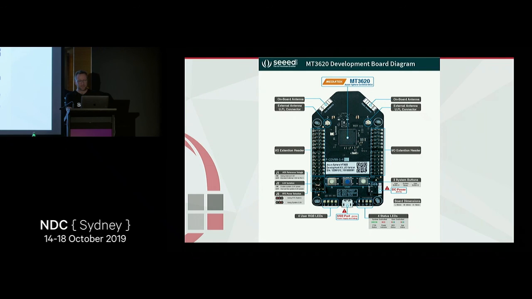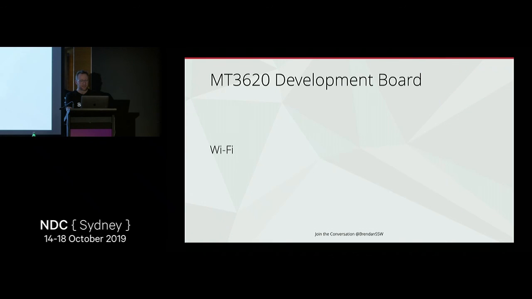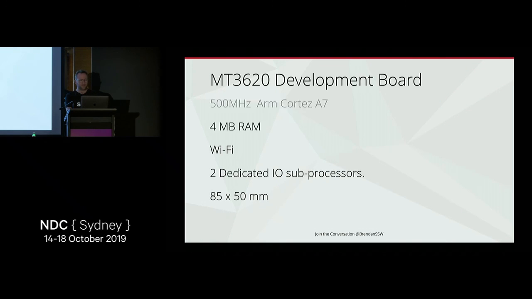So let's have a look at this dev device. It is a 500 megahertz ARM-based processor, nice and small. It has 4 megabytes of RAM. That's it. So they've got an operating system that runs in 4 megabytes of RAM and can talk to the internet and send data up.